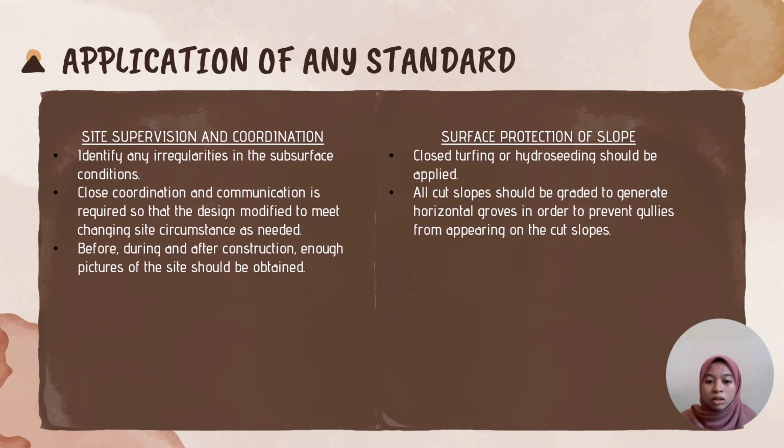Close turfing or hydroseeding should be applied to all exposed slopes within a short period of time, not more than 14 days and 7 days during the dry and rainy seasons after the bulk excavation or filling of each berm. Before hydroseeding, all cut slopes should be graded to generate horizontal growth, which is not vertical growth, with appropriate motor grades. This is done to prevent gullies from appearing on the cut slopes due to flowing water before the vegetation has fully grown, and it also helps the plant thrive.